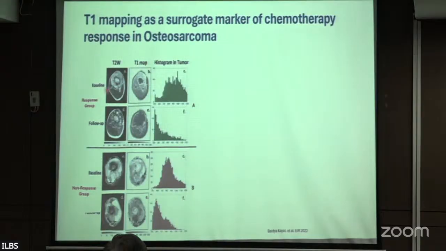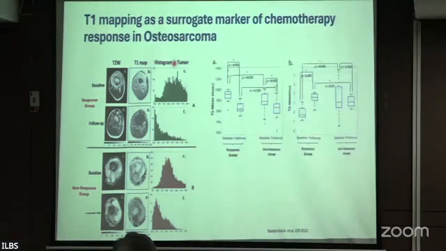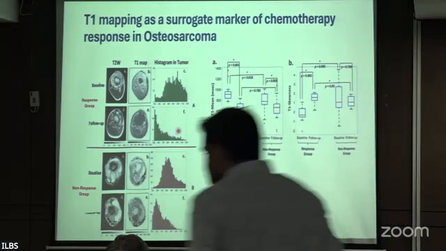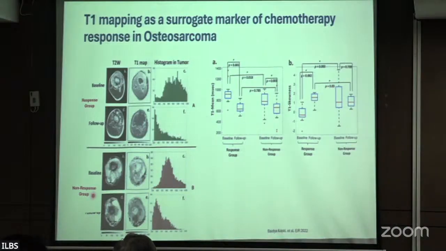And with that, we can also identify chemotherapy response, who will be the responder and non-responder, if we look at the baseline and follow-up intensity distribution. In baseline, the tumor histogram looked like this. It is a normal distribution. In follow-up, it is skewed positively. In non-responders, the skewness is not that much. It was normal at baseline, and both responder and non-responder were similar.